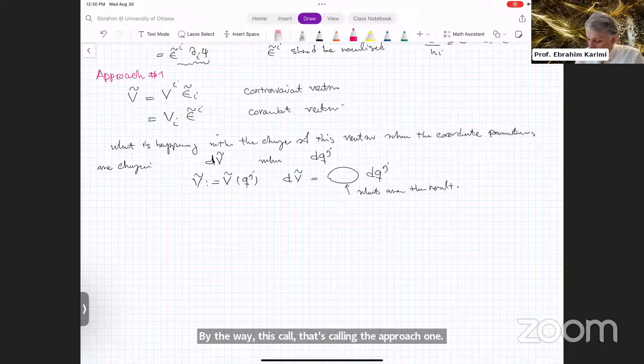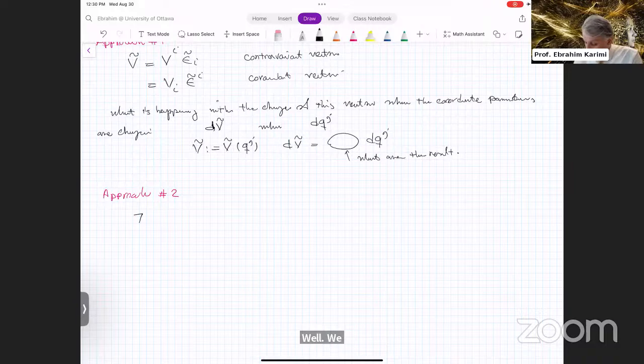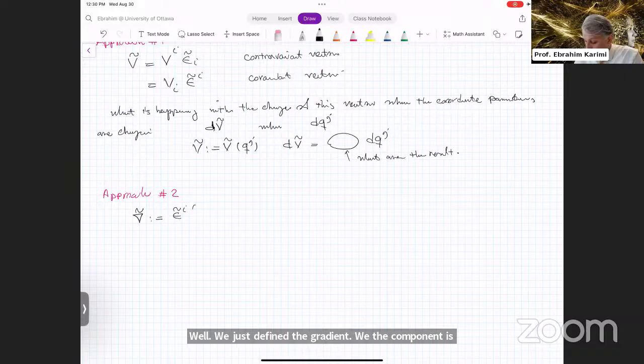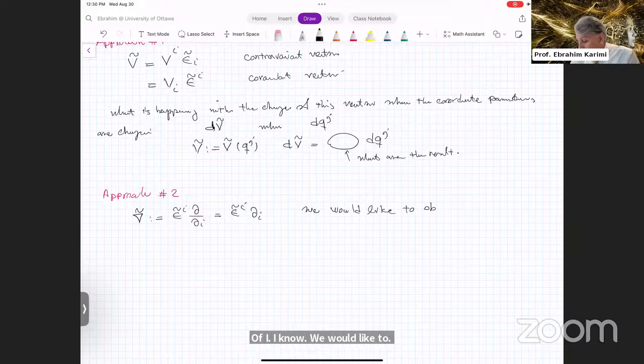And we have approach number two. Well, we just define the gradient, where the component is given by epsilon I, derivative with respect to I, or I can write it as epsilon I derivative of I. And now we would like to obtain the divergence of a vector. Okay, these are the two approaches that you may look at.